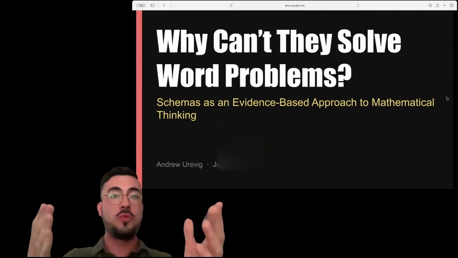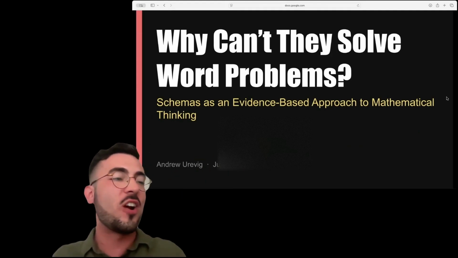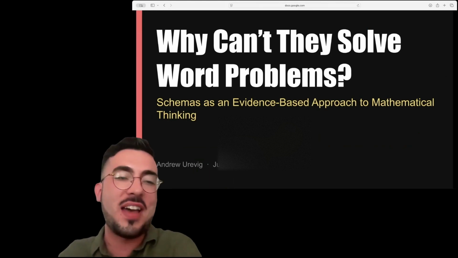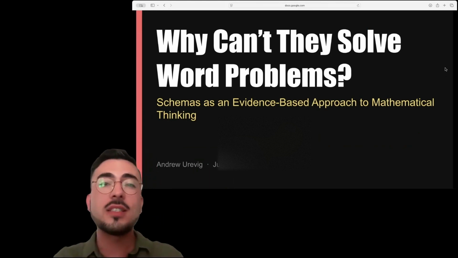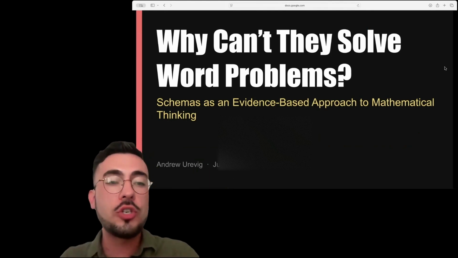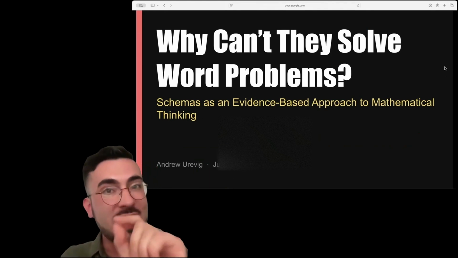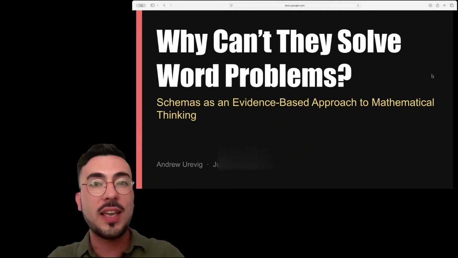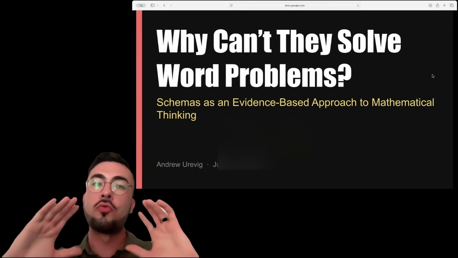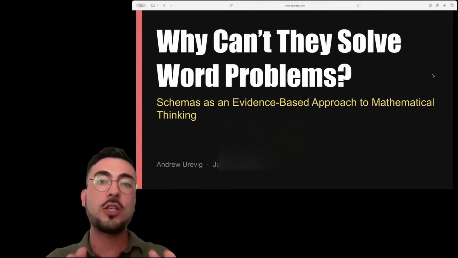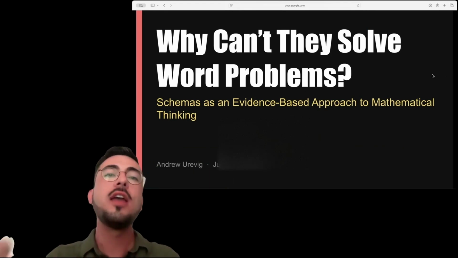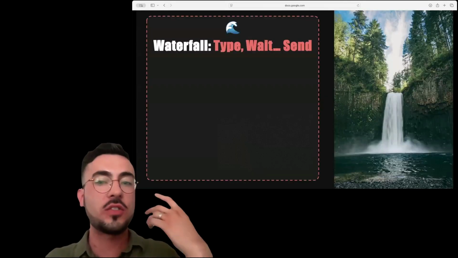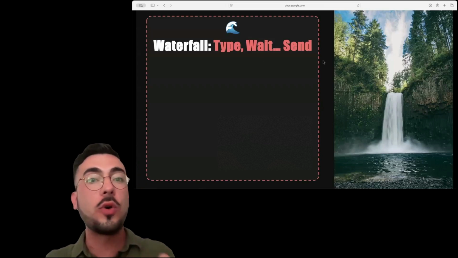Why can't they solve word problems? That is the question we are all always asking ourselves in math education. So this talk is really going to be about word problem schemas as an evidence-based approach to mathematical thinking. Key emphasis on that word thinking. Schemas are a really great research and evidence-backed way to get students actually thinking about math in a way that increases their achievement. So I kind of want to start us off with a real quick waterfall.